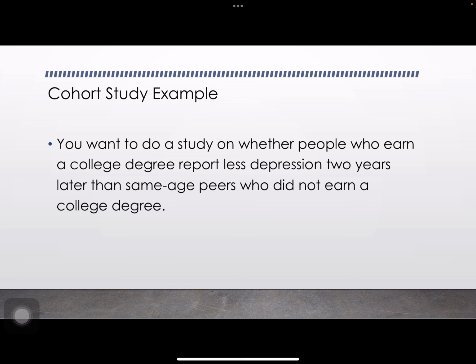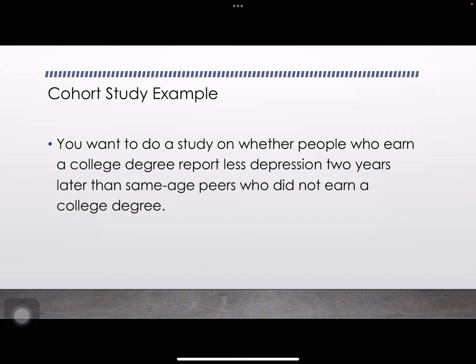Let's take a look at an example of a cohort study. Say you want to do a study on whether people who earn a college degree report less depression 2 years later than same-age peers who did not earn a college degree. Take a moment to see if you can identify the exposure and the outcome here. The exposure would be whether an individual gets a college degree, and the outcome would be depression.